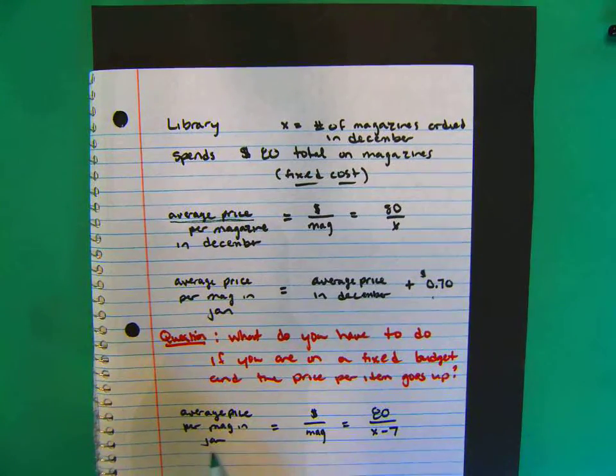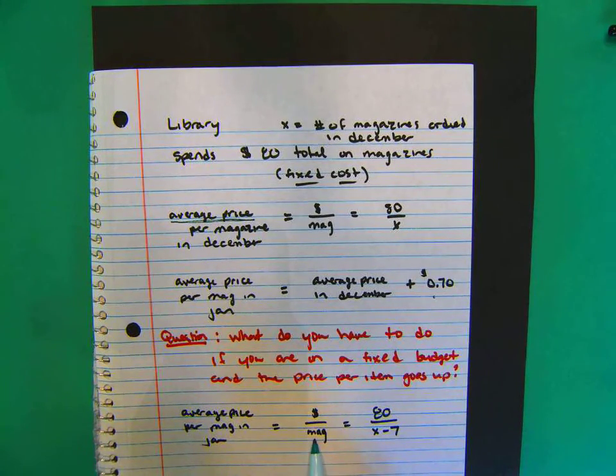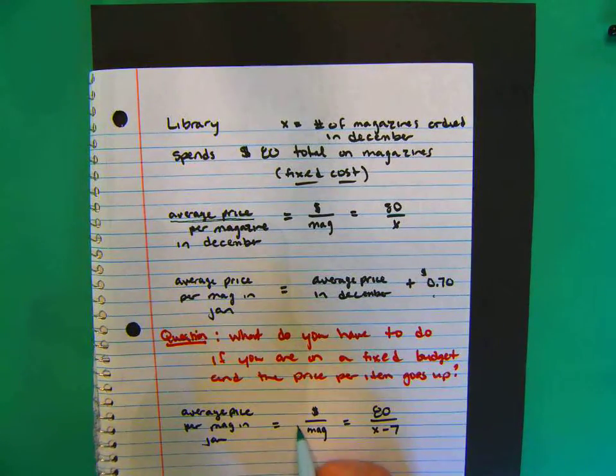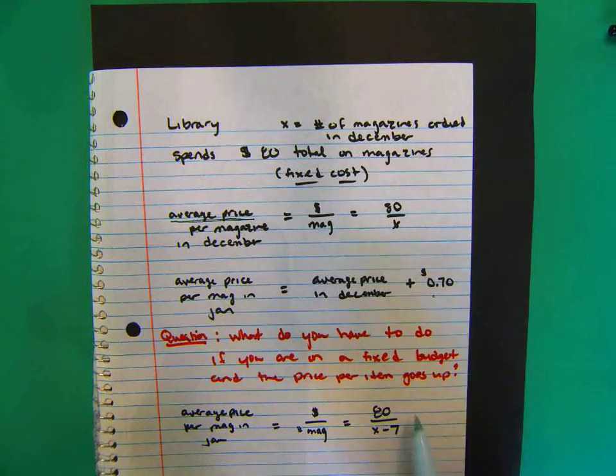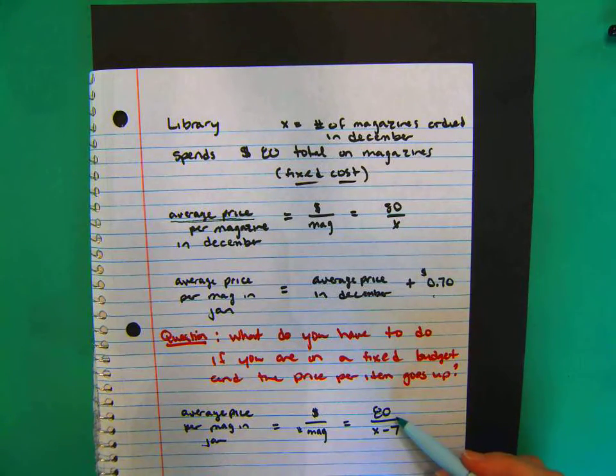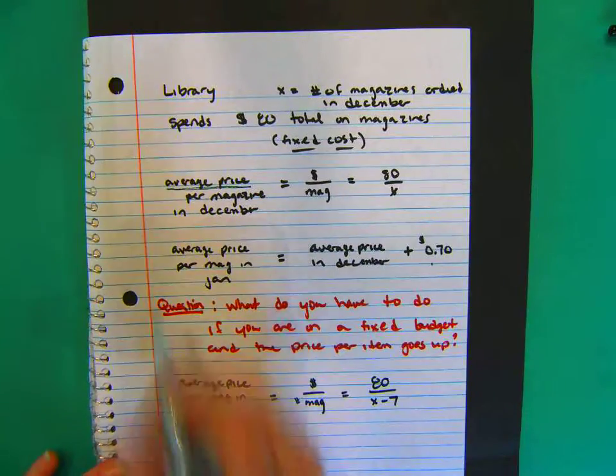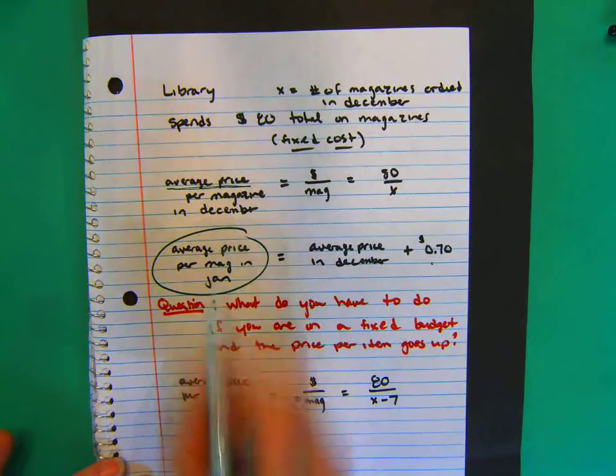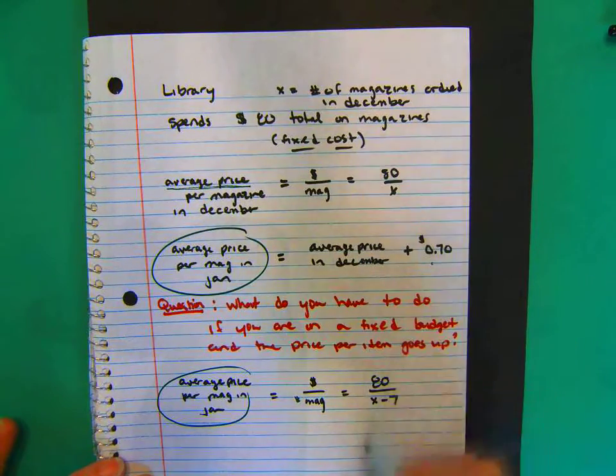And then we know the average price in January is the dollars divided by the number of magazines. In this case, there was still $80. It's a fixed price, but now they're buying 7 less magazines. And so to make this equation then, average price in January, I would put those two things equal to each other.